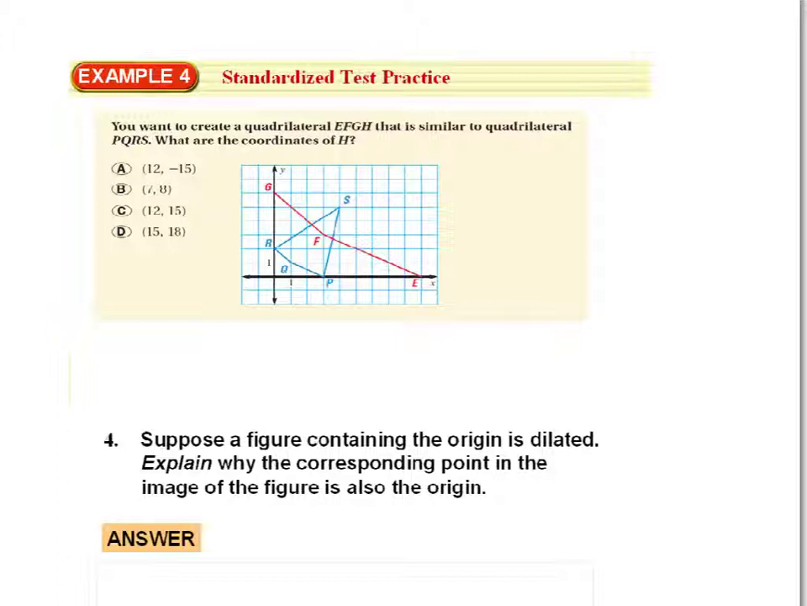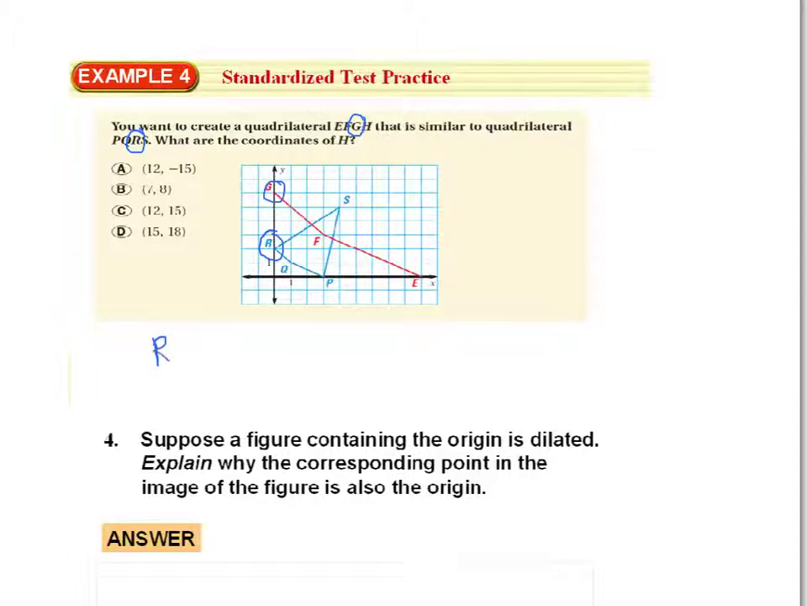So this is a good problem here on this standardized test practice. You want to create a quadrilateral EFGH that is similar to quadrilateral PQRS. What are the coordinates of H? So here's my thought. Let's take corresponding points. For example, if you look at the order that they're named, G and R are both the third letters, so G and R are corresponding points. So let's take a look at what their coordinates are.